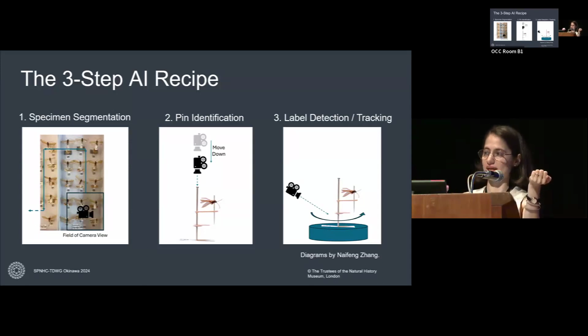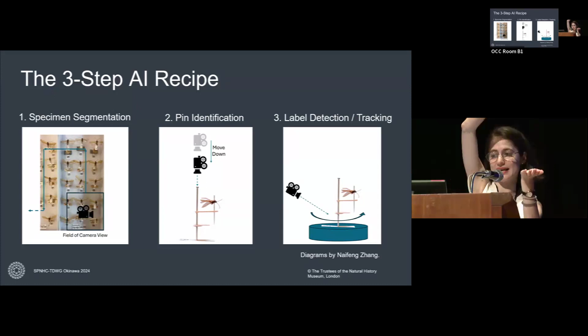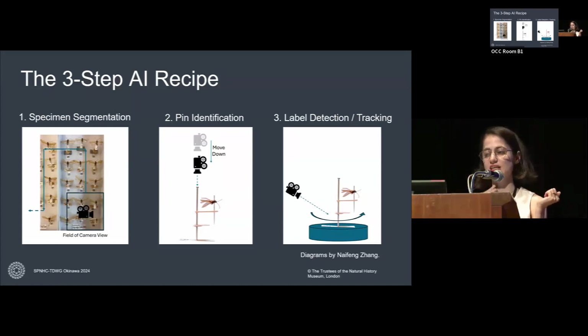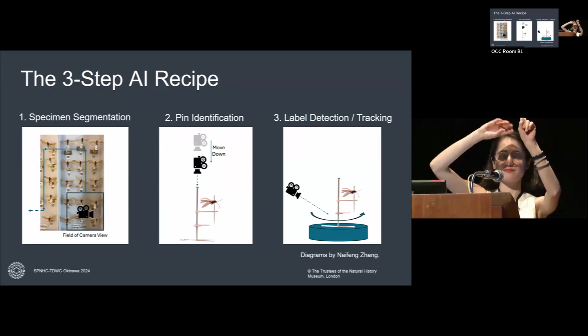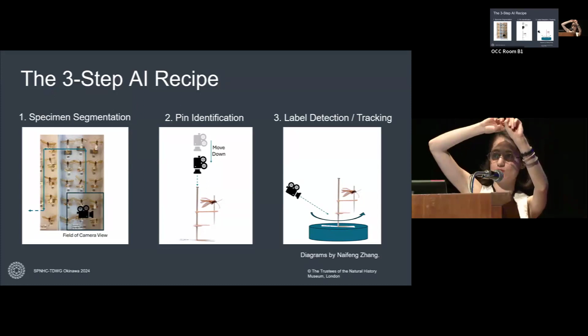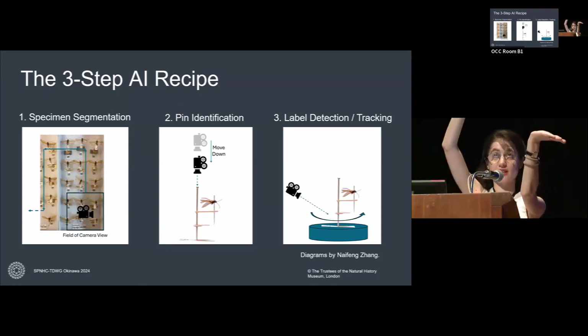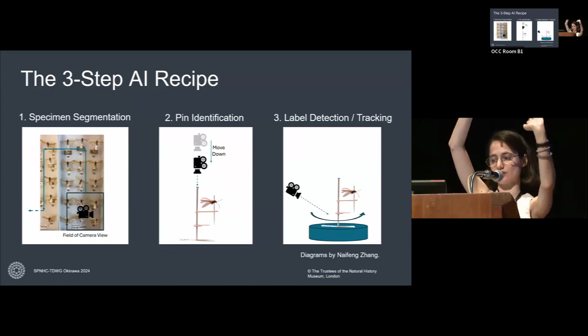And to mimic going up and down to detect those pins, we'll move the camera up and down. For the label detection side, we wanted to show a pin specimen with a camera going around it. But given that that's quite tedious, instead we put the pinned specimen on a rotating platform, rotated the platform, and the camera took videos of it like that.